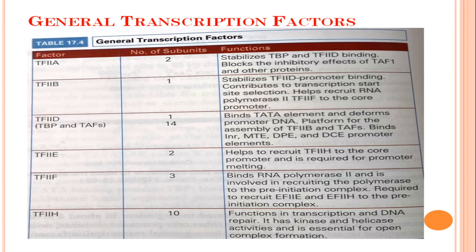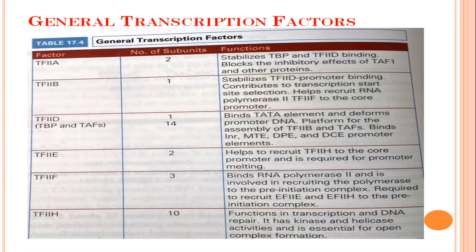Next one is TF2E. This TF2E helps to recruit TF2H to the core promoter, and it is required for the promoter melting. TF2F has a major function to bring RNA polymerase to the core promoter. This TF2F, consisting of 3 subunits, binds to RNA polymerase 2 and recruits the enzyme at the promoter to form the pre-initiation complex. It also recruits TF2E and TF2H at the core promoter.